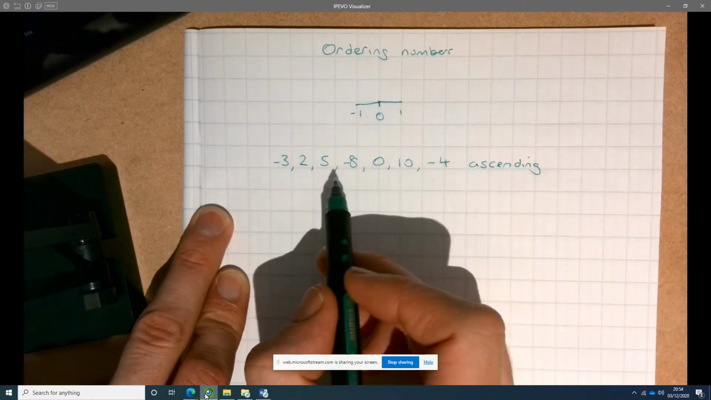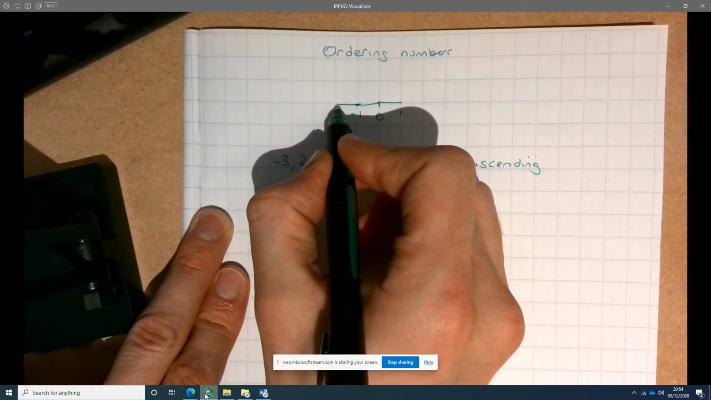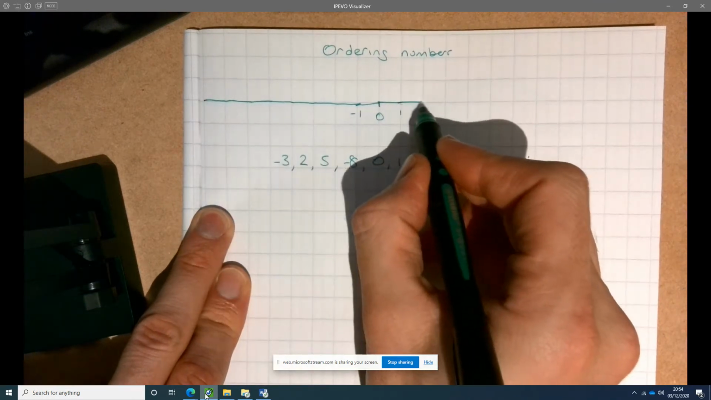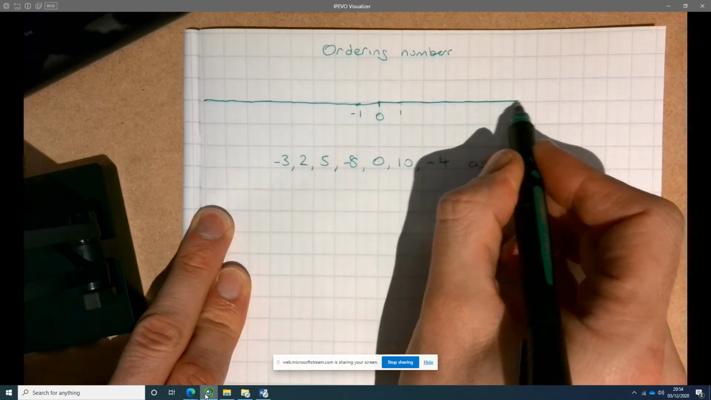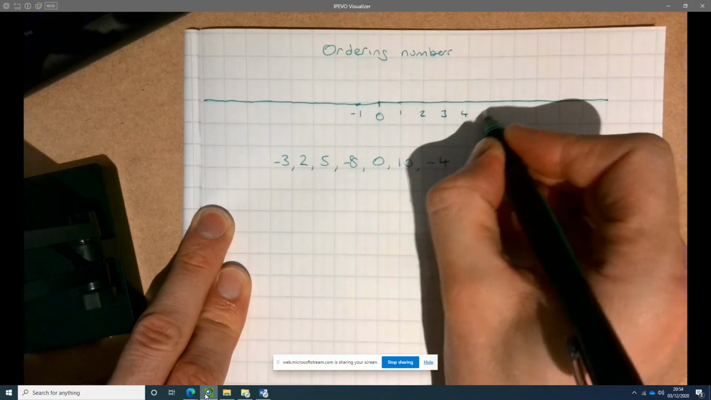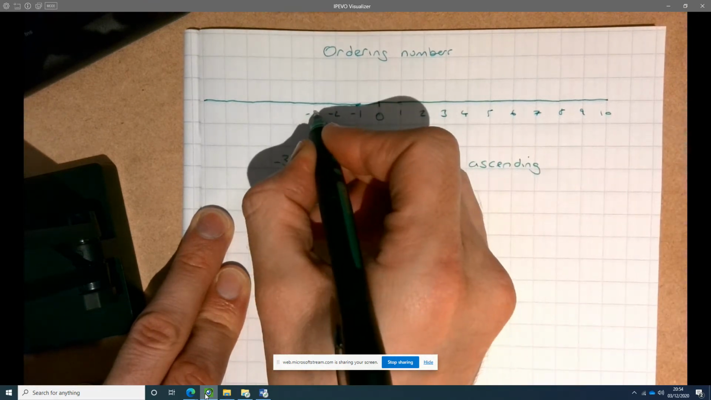So here we can now see we've got to go down to -8 and we've got to go up to 10. So we do that on a number line. 2, 3, 4, 5, 6, 7, 8, 9, 10. We've got our minuses.